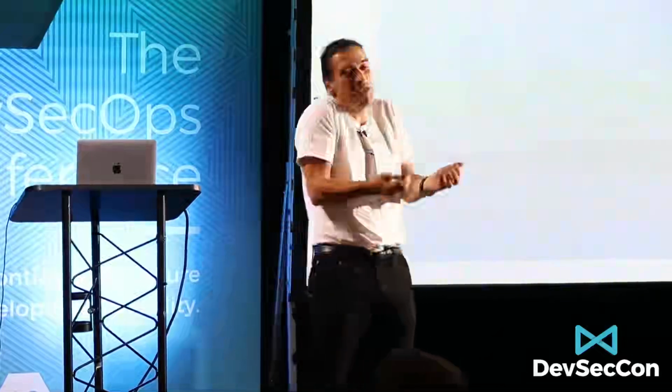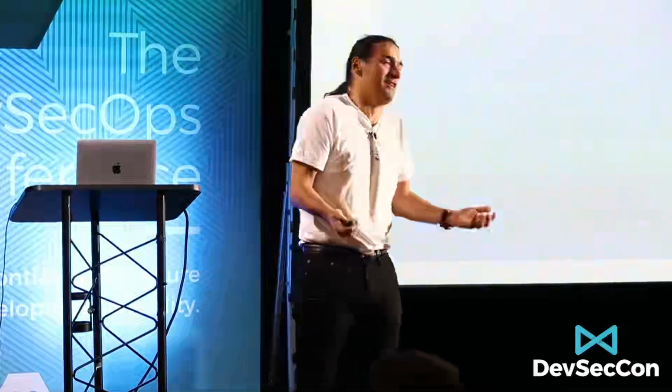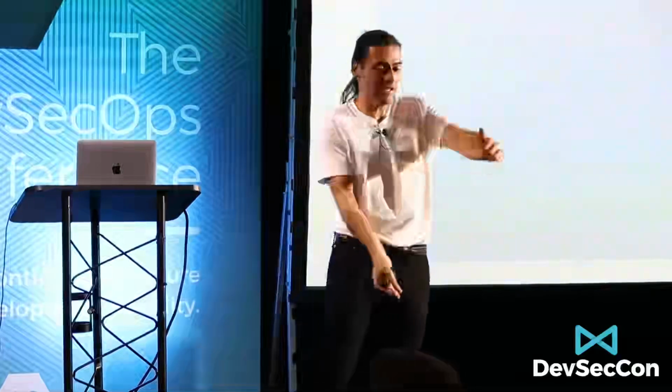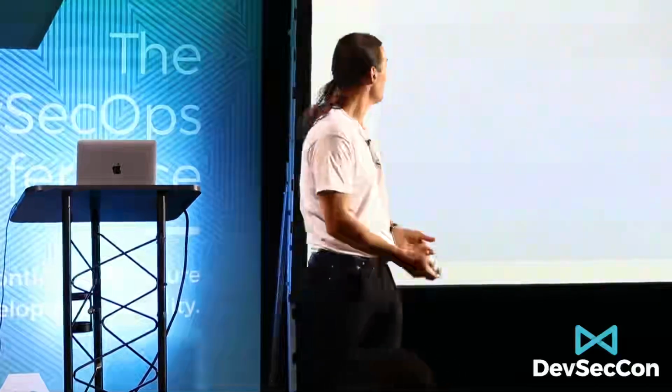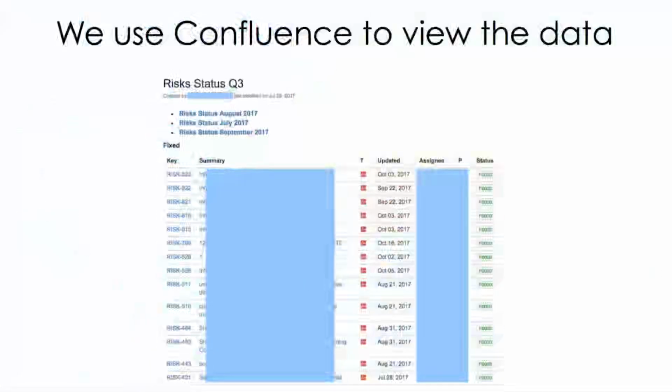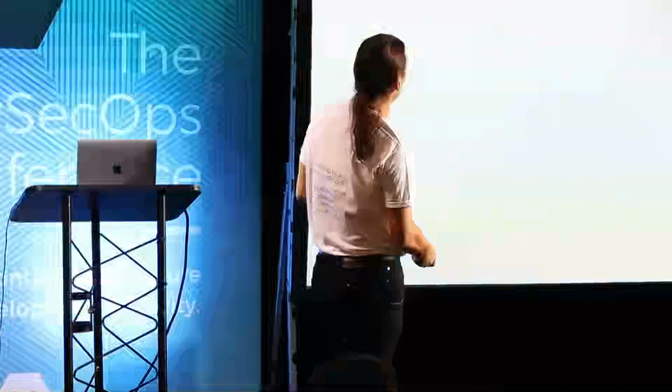Because maybe the new versions do that, but there are like 10 key features that they just missed, right? So again, we can see that we use Confluence to view the data. This is, for example, our status. We map all the risks. You can see where they are. We can see the status they're in.